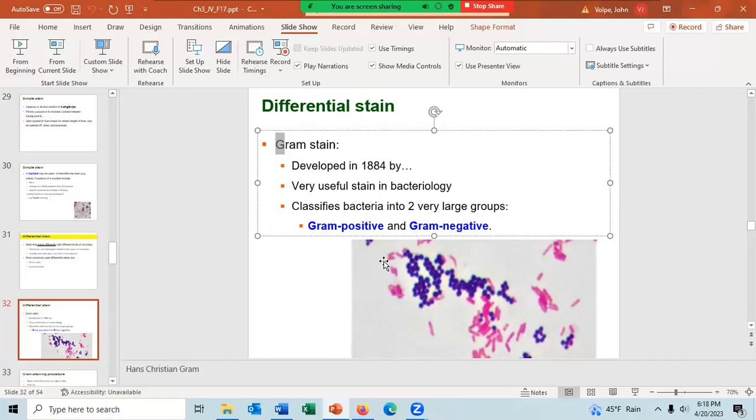Microbiologists started using the Gram stain, and they realized that it separated bacteria into two very large groups. Those that stain purple in the Gram stain, we call gram positive, and those that stain pinkish or red in the Gram stain, we call gram negative. Almost all bacteria can be separated into gram positive or gram negative cells by the Gram stain.